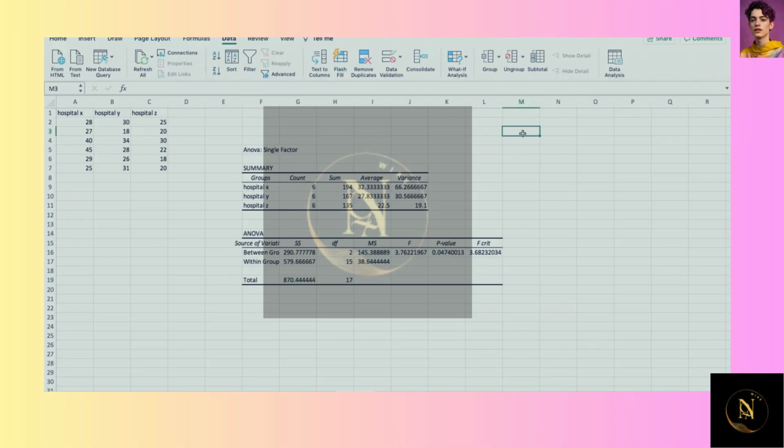So let's do our pairs first. We're going to pair x and y, y and z, and z and x. So let's take the mean difference. We're going to take the mean difference of x and y, y and z, and z and x. And then we are going to take the square root of our mean square within groups divided by our sample size, which is all 6.